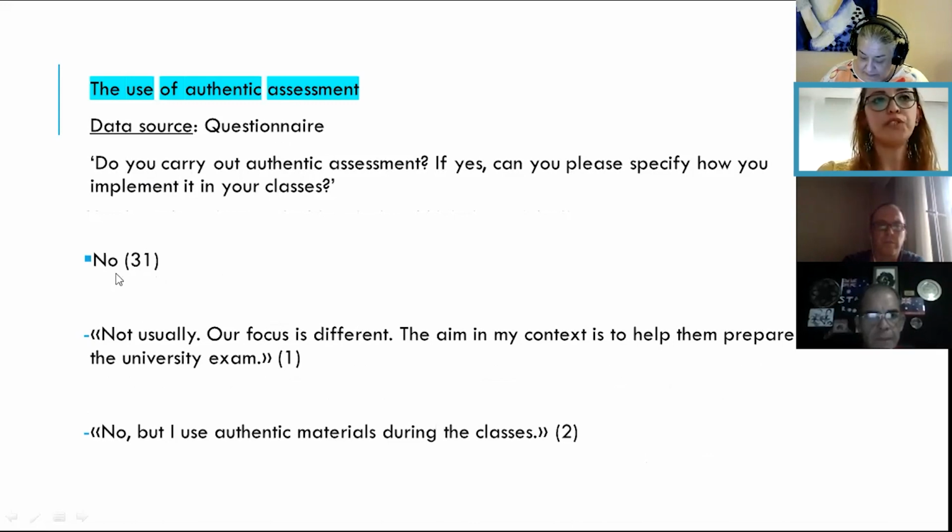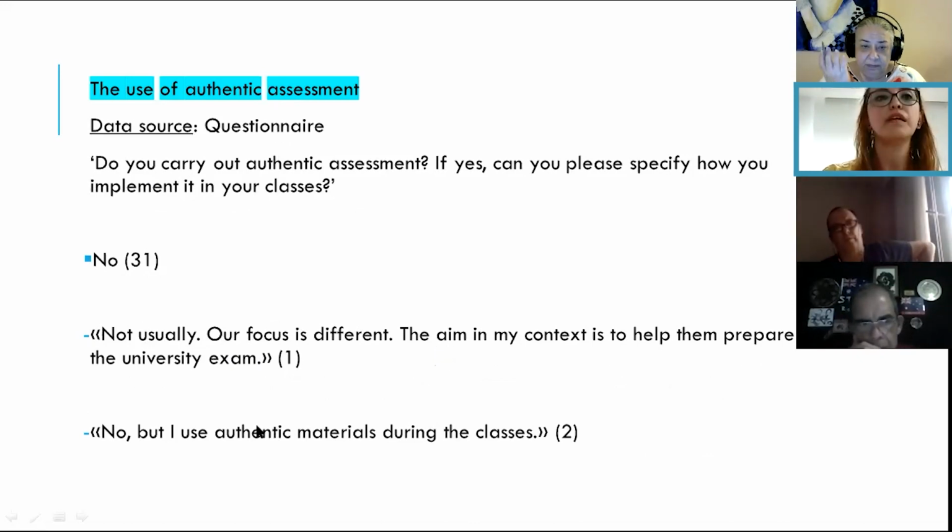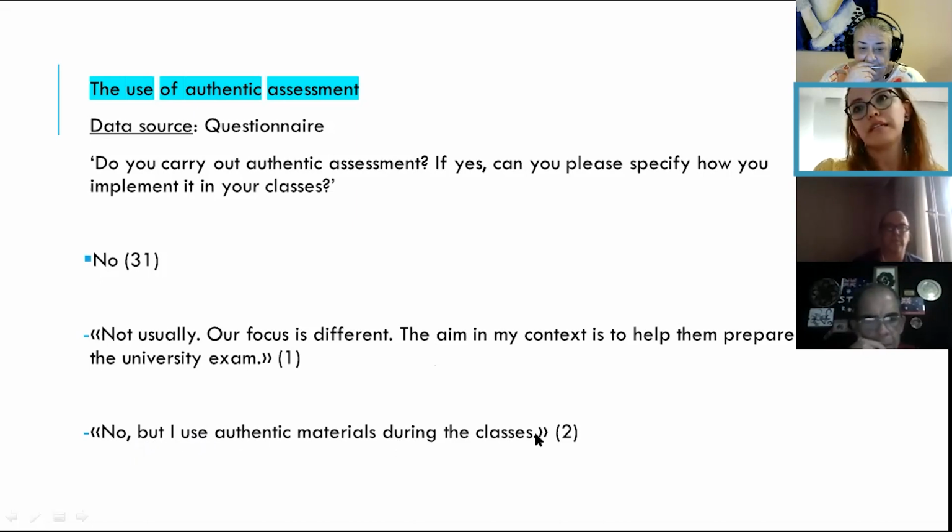31 of the participant teachers said, no, I don't use authentic assessment because of such reasons. Not usually, our focus is different. The aim in my context is to help them prepare for the university exam. No, but I use authentic materials during the classes. So these are some reasons for not using authentic assessment.